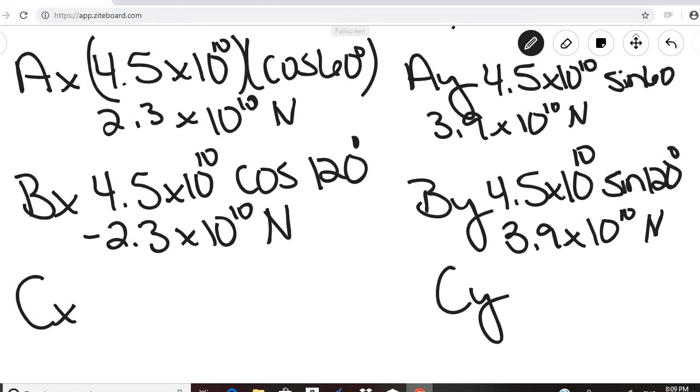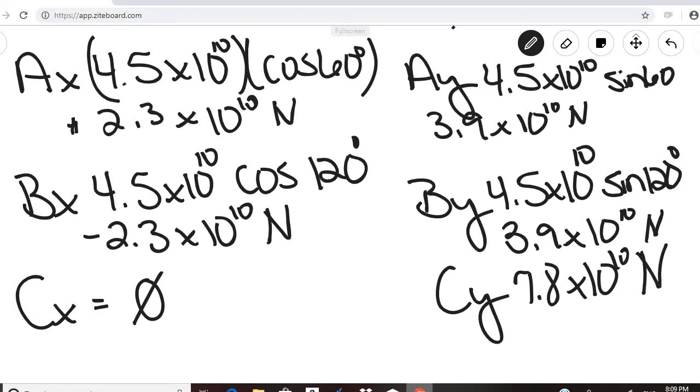So when we add the X dimensions together, here we have a positive 2.3 and a negative 2.3. So C to the X is going to be equal to 0. And so that means that the vector will not have an X component. So the y components are going to point in the same direction, so we're going to add those together. So 3.9 and 3.9 will give us 7.8 times 10 to the 10 newtons.